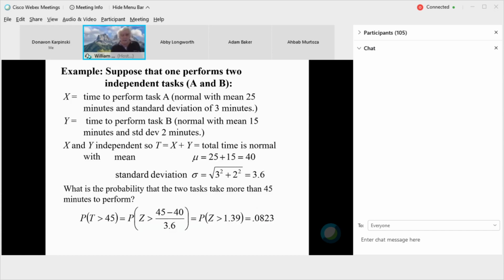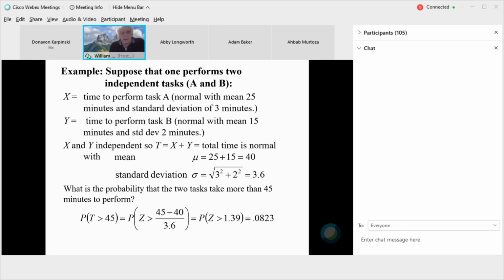So let's take an example. We have X, the time to perform task A, and Y, the time to perform task B. Both are normal, coming from a bell-shaped curve. The mean for X is 25, the standard deviation 3. The mean for Y is 15, the standard deviation is 2.